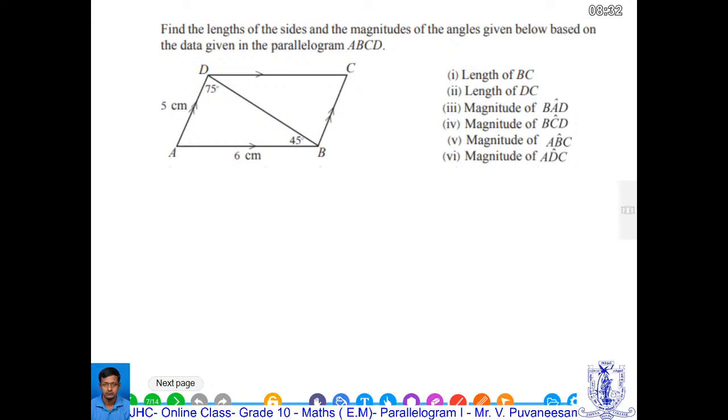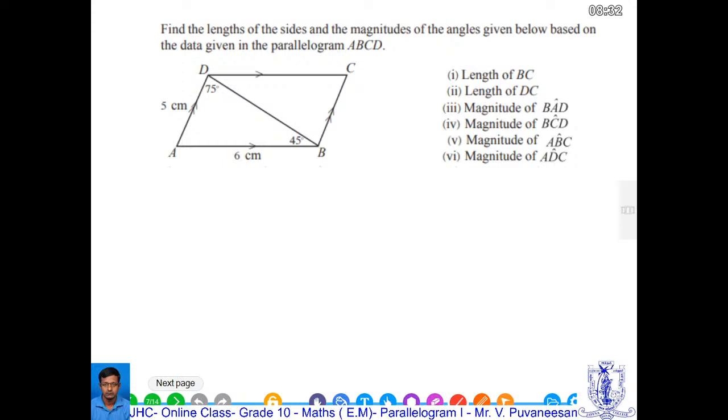Find the lengths of the sides and the magnitudes of the angles, based on the data given in the parallelogram. Look at the diagram. There is a parallelogram ABCD. AB is 6 cm, AD is 5 cm, and two angles are also given.